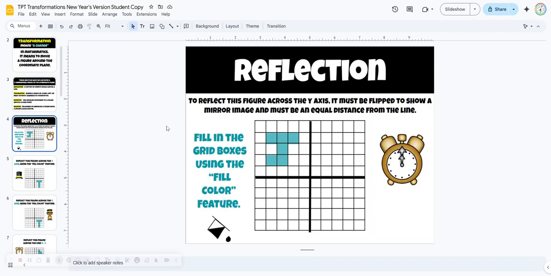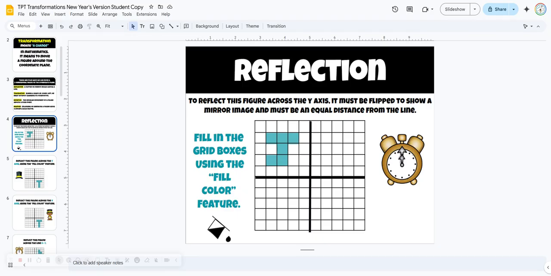Slide 4 starts with reflection. Students are going to be using the fill color feature of Google Slides to show their reflections. Here we have a shape, and in order to show the reflection it needs to be an equal distance from the y-axis, so we're reflecting across the y-axis. So an equal distance from the y-axis and a mirror image.